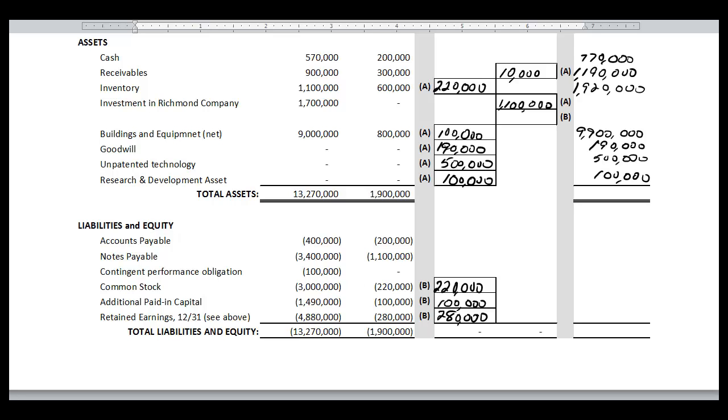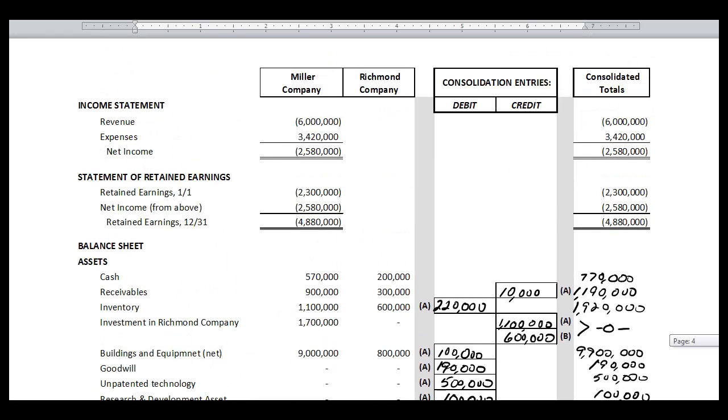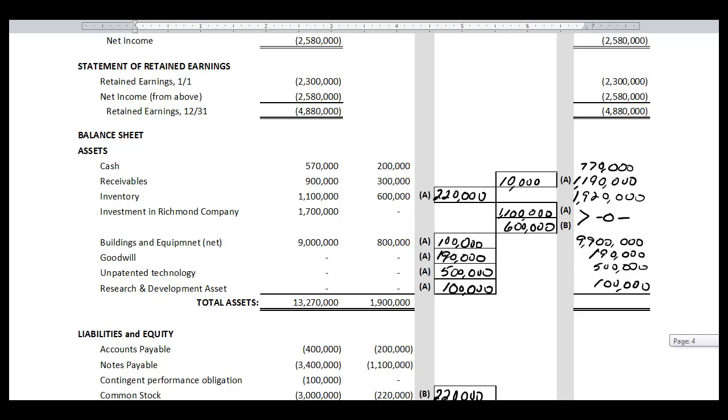Because again, I've only been in operation for one day, not even a day, as a consolidated entity. So I'm going to close all of the equity accounts, which is $600,000, against my investment. And guess what? The investment has now gone to zero. Okay? Now at this point, I can take a look and see if my total assets, add them all up, and I get, you can check me on this, $14,570,000.